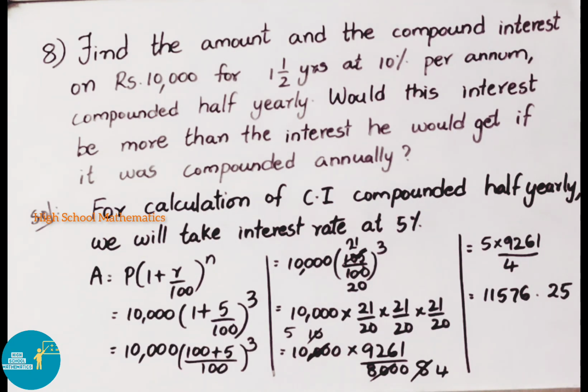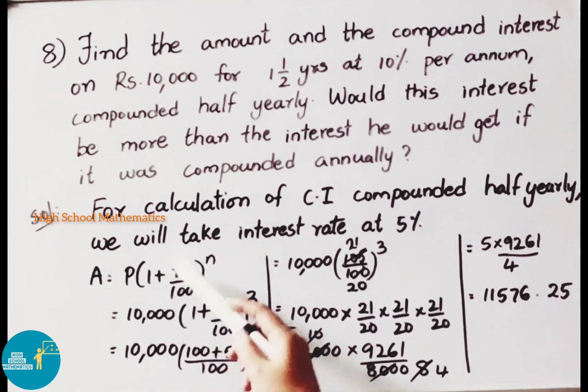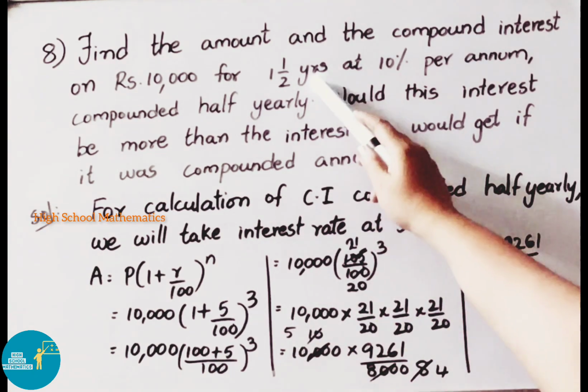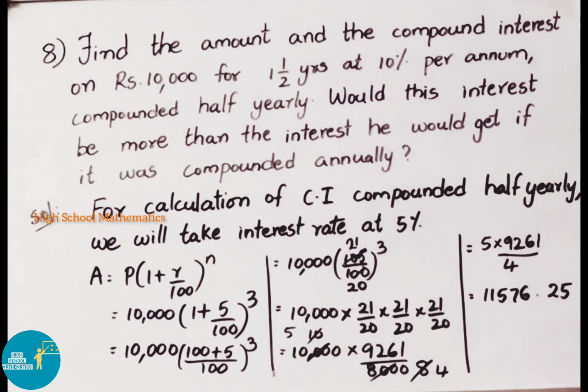Now let us see the amount formula. A equals P into (1 + R/100) whole power n. That equals principal amount 10,000 into 1 plus rate of interest 5, so 5 by 100 whole power. Here n value we have taken 3. So here 1.5, half is repeating 3 times to make 1.5. So that's why we have taken n value as 3.